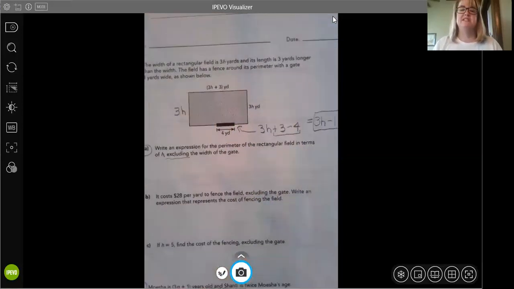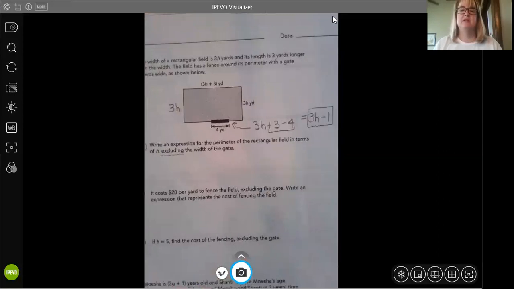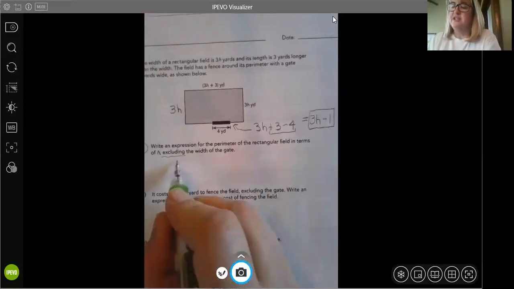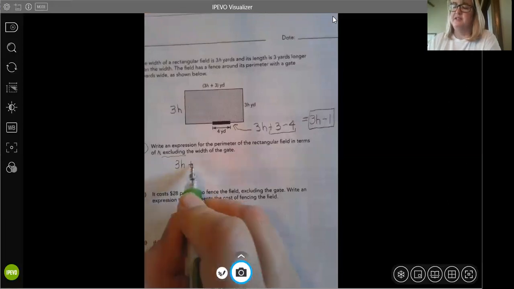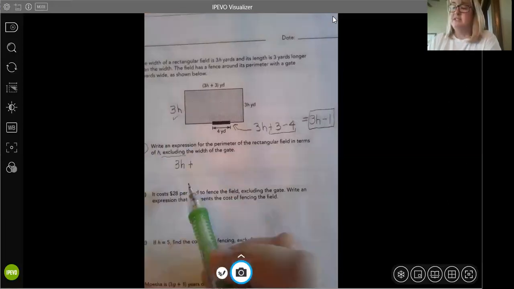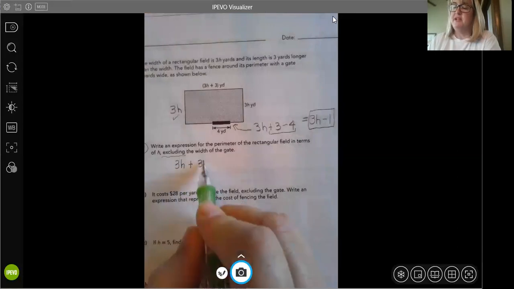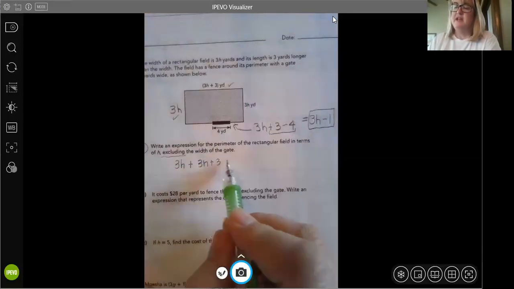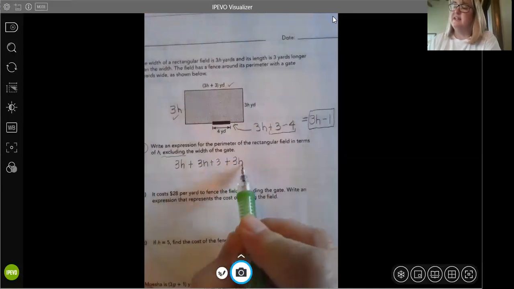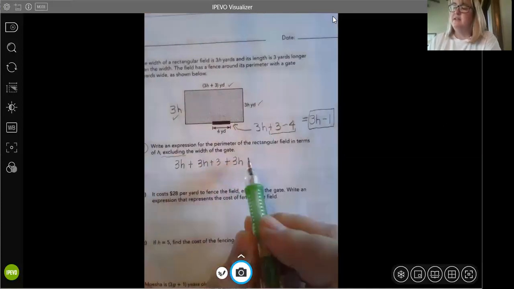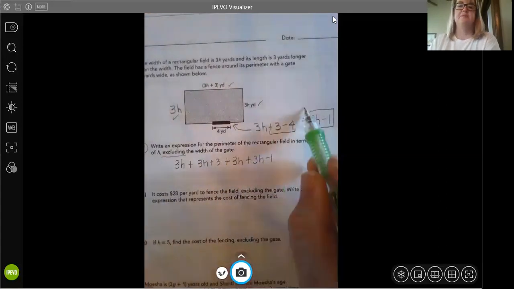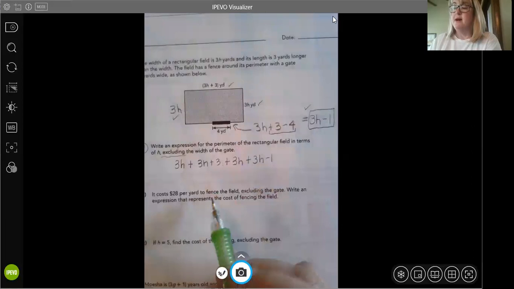So perimeter is the distance around. So we are going to do 3h plus, I did that one, plus 3h plus 3, that's this side, plus 3h, that's this side, plus 3h minus 1, that is this side right here. Okay, then we're going to combine like terms.